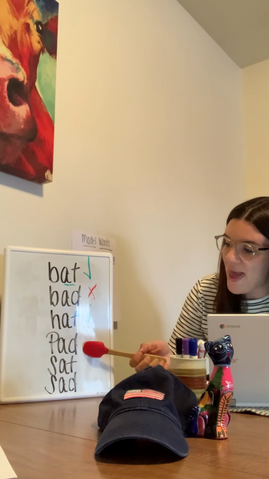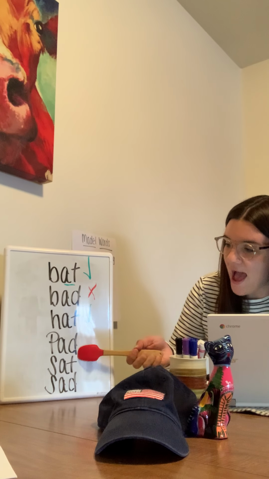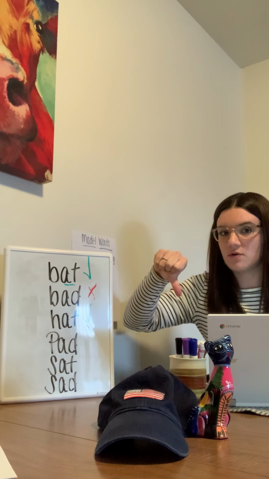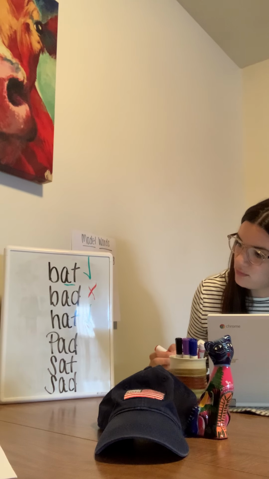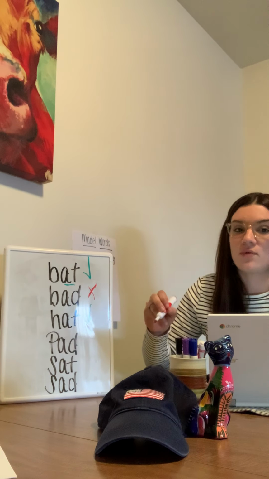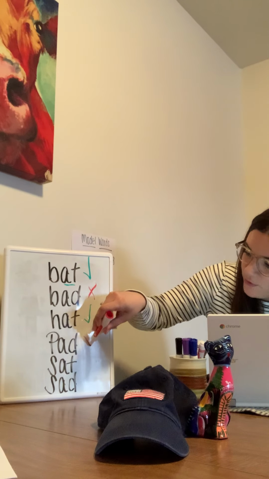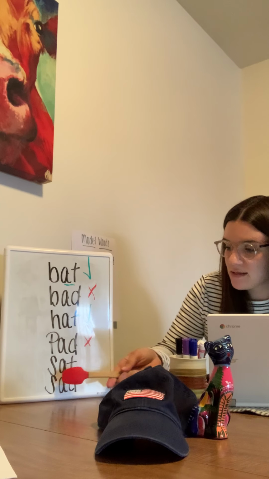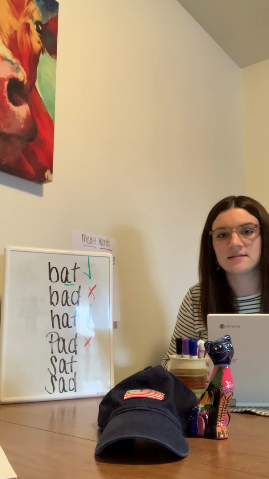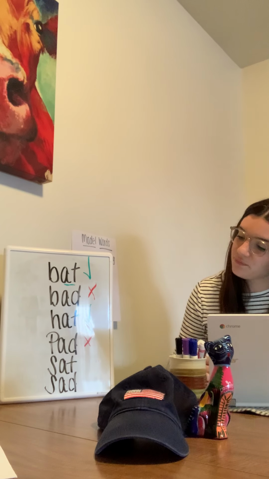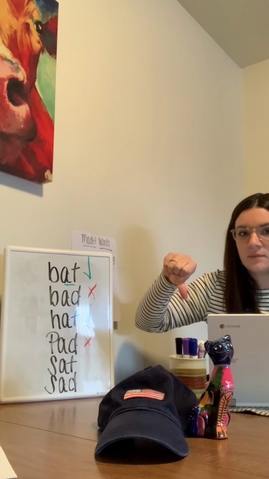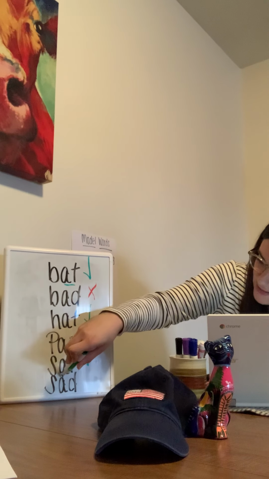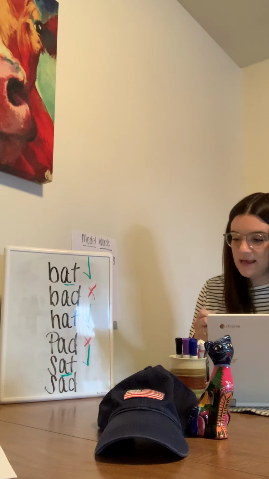What about the word pad? P-ad. Thumbs up for yes, thumbs down for no. Right, thumbs down. It does not follow our new pattern. And what about the word sat? S-at. Sat. Thumbs up or thumbs down? Right, it does follow our new pattern. See, it contains that at pattern there at the end.